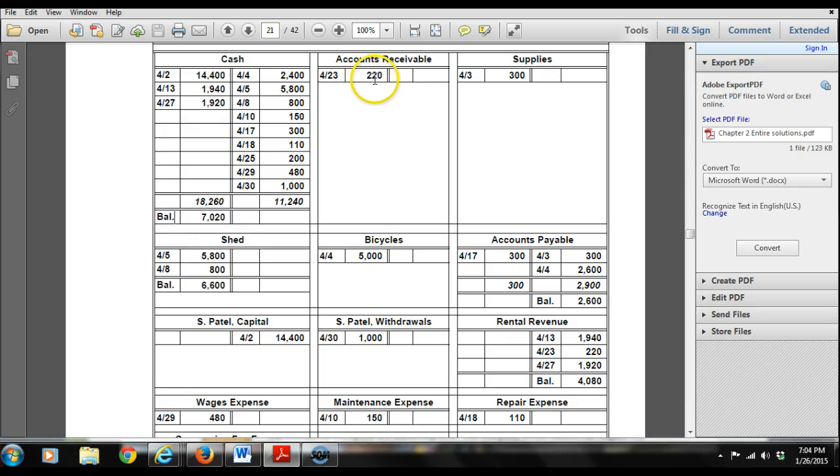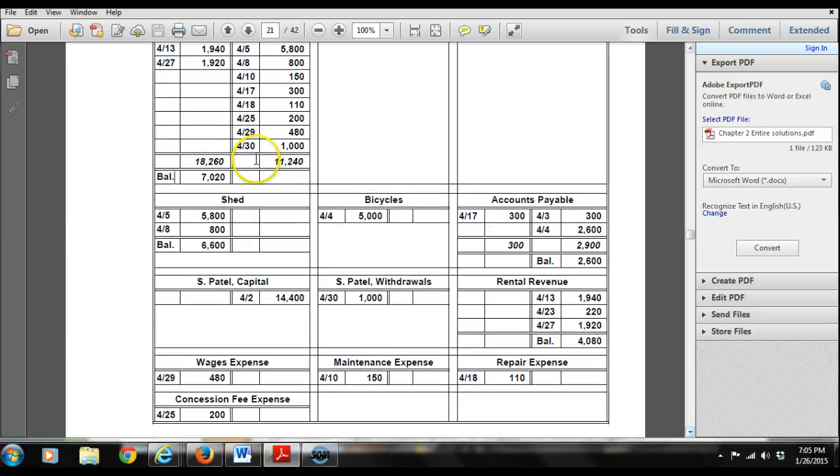Our accounts receivable has a balance of $220, supplies of $300. Our shed has a balance of $6,600, which makes up the $5,800 plus the $800 journal entries. Bicycles of $5,000. Our accounts payable, we're going to total our debit column, total our credit column, and you see our balance is a credit balance of $2,600. Remember, accounts payable is a liability and the normal balance is a credit balance.